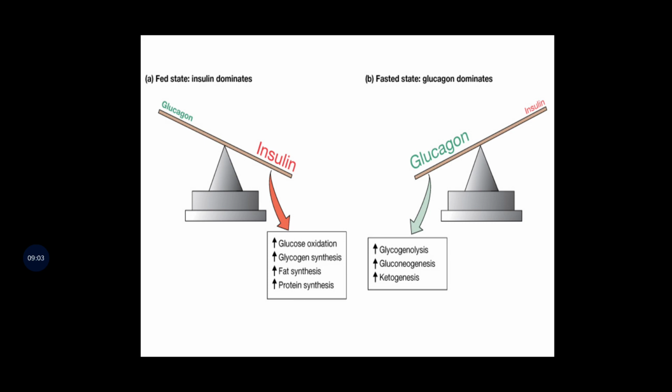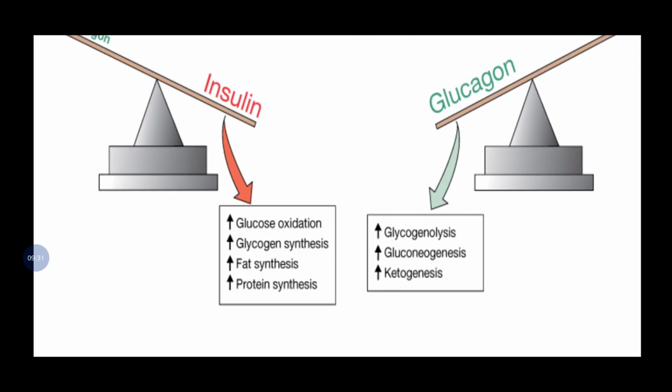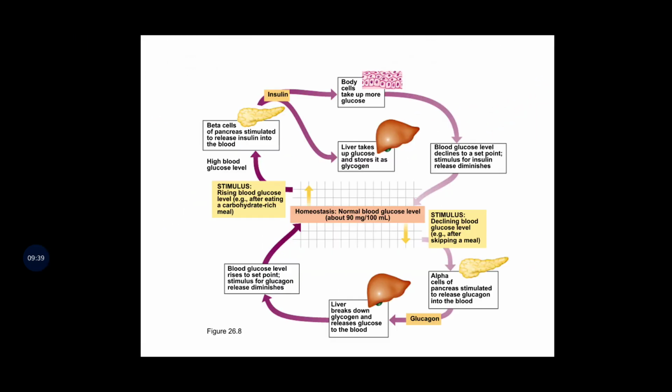So if I have to summarize the balance between insulin and glucagon, if a person is in a fed state, meaning a person had a meal, the insulin will dominate. So this will cause glucose oxidation, glycogen synthesis, fat synthesis, and protein synthesis. And when a person is in a fasted condition, glucagon will cause glycogenolysis and gluconeogenesis. It will increase the process of gluconeogenesis and also the formation of ketones, ketogenesis.